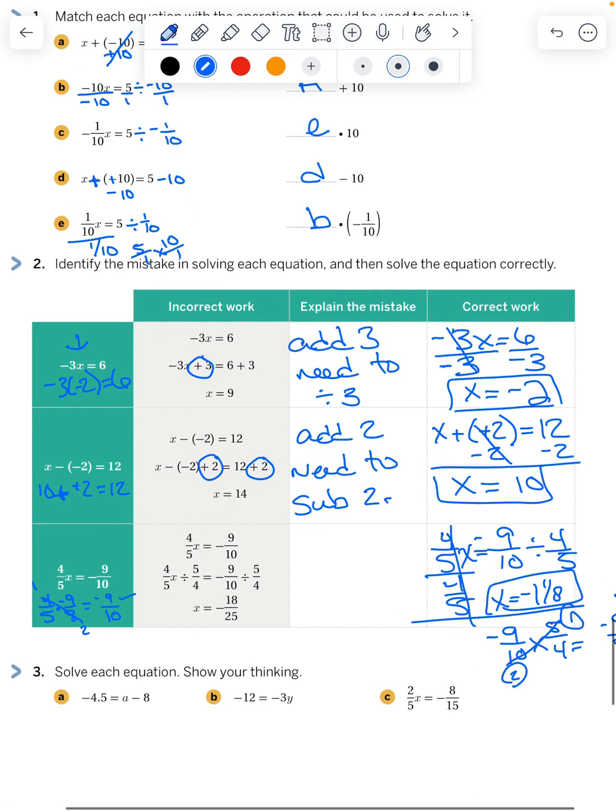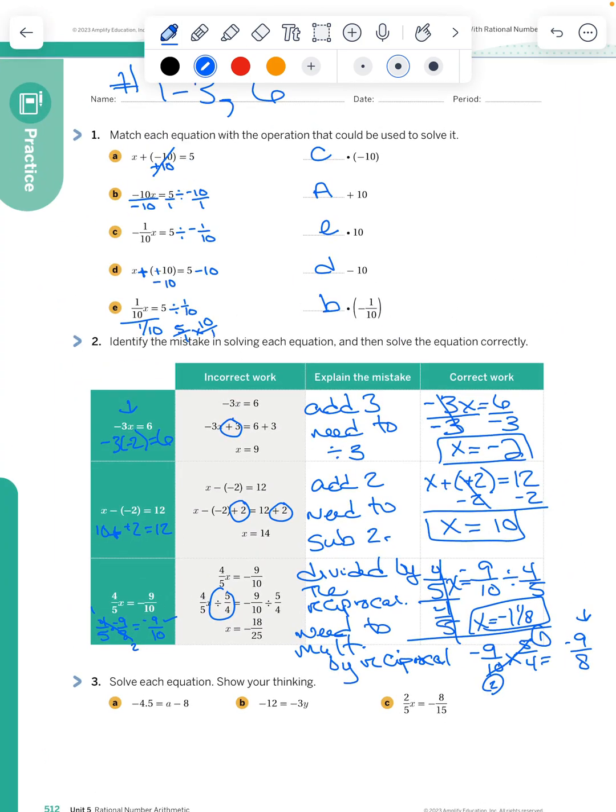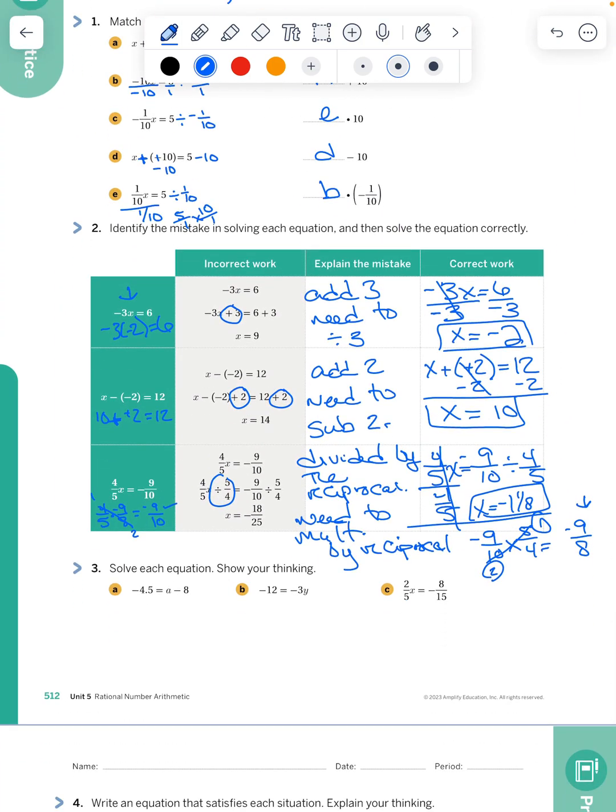Okay, let's see. They divided by 5/4 when they should have been dividing by 4/5, so they flipped it too soon. So they divided by the reciprocal. Needed to multiply by the reciprocal. So they were trying to do too many steps in one. Okay, what else did I assign?